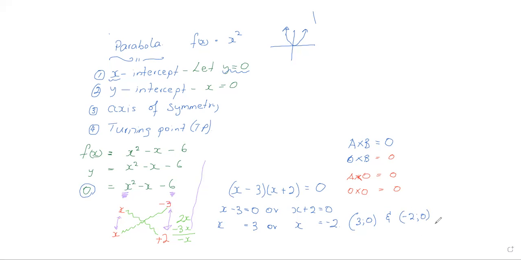Now these are called the x-intercepts, or we call them the roots, or the zeros, or the x values, or we call them the x-intercepts. As we have done there, let's go to the next step.